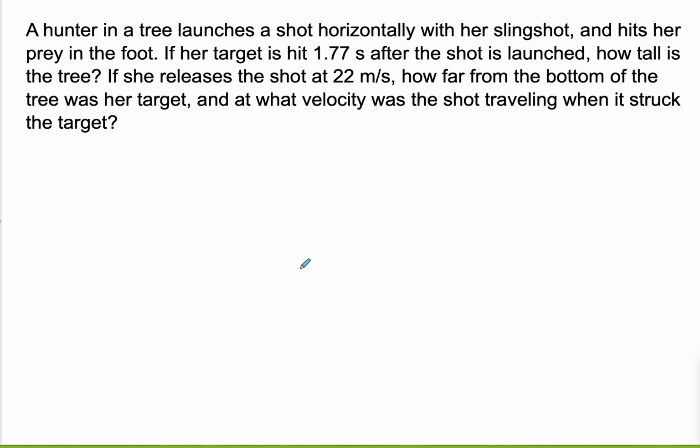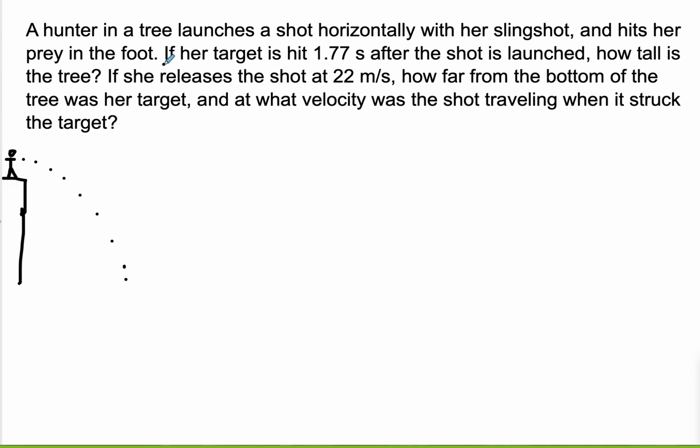Okay, so this is number 4. I have a hunter in a tree, and I'm launching a shot horizontally with the slingshot. And then the hunter hits her prey in the foot. Okay, so here's the hunter. I know it says she's in a tree. You know, she's standing in this tree on a little platform, I guess. Okay, and she's launching a rock horizontally. The rock is going to fall, right? Take this path.